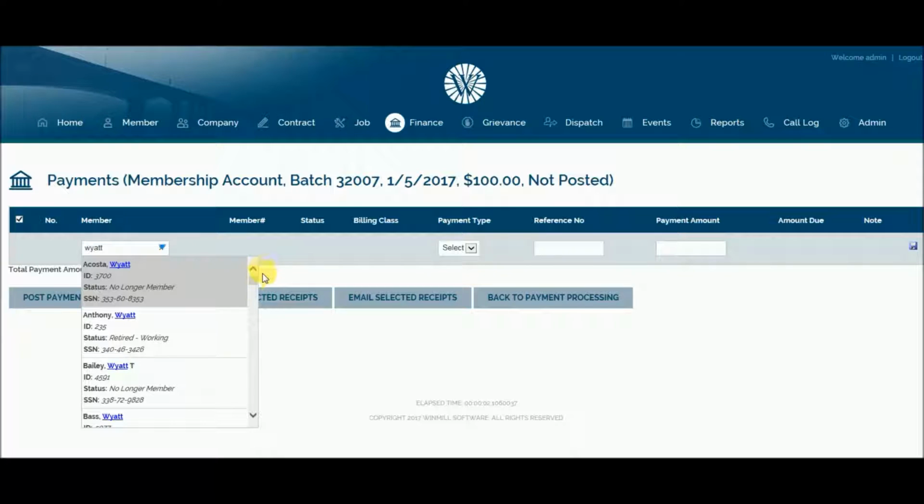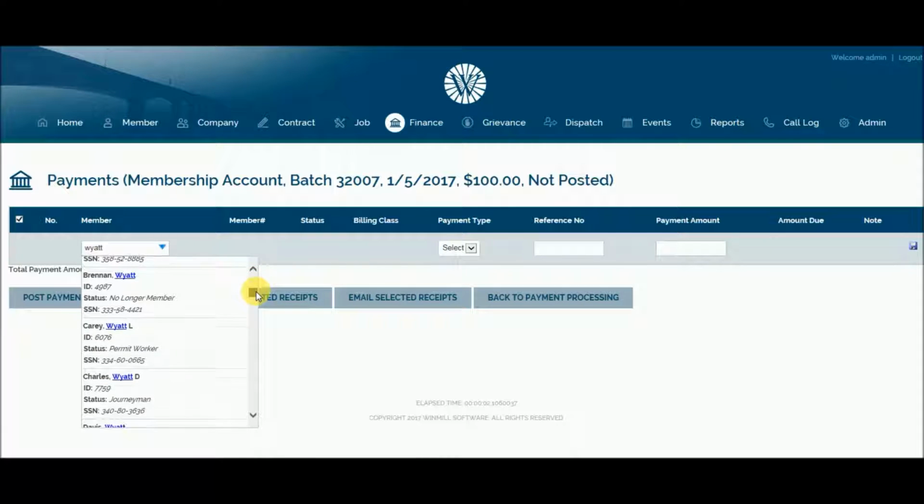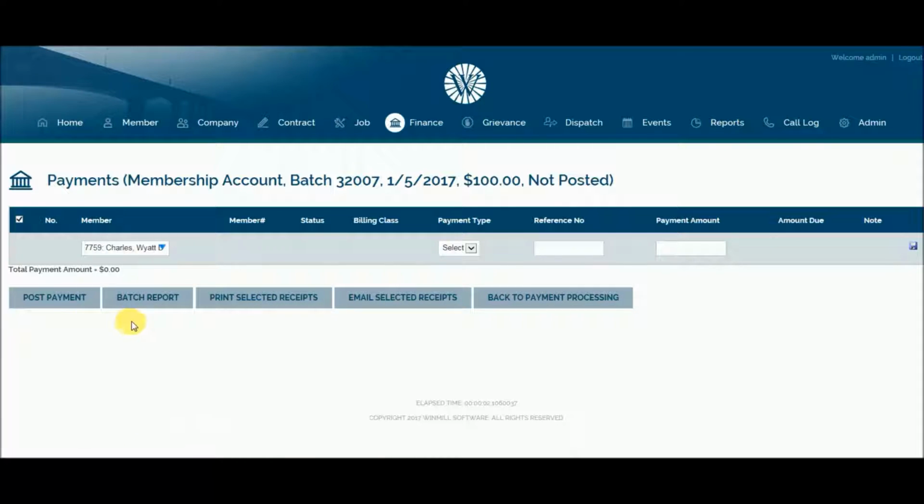E-membership uses a type ahead to help you in identifying the member you are interested in entering a check for. Once I select the member, I can then pick the type of payment, which can include checks or credit cards, optionally a reference number, and then the amount.